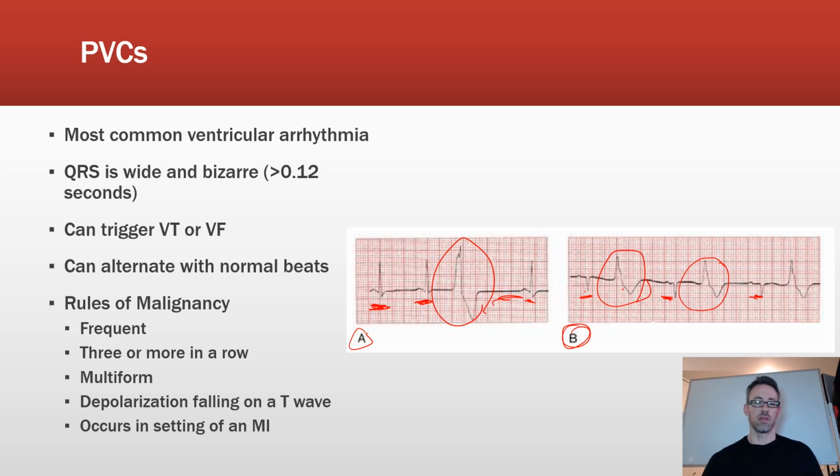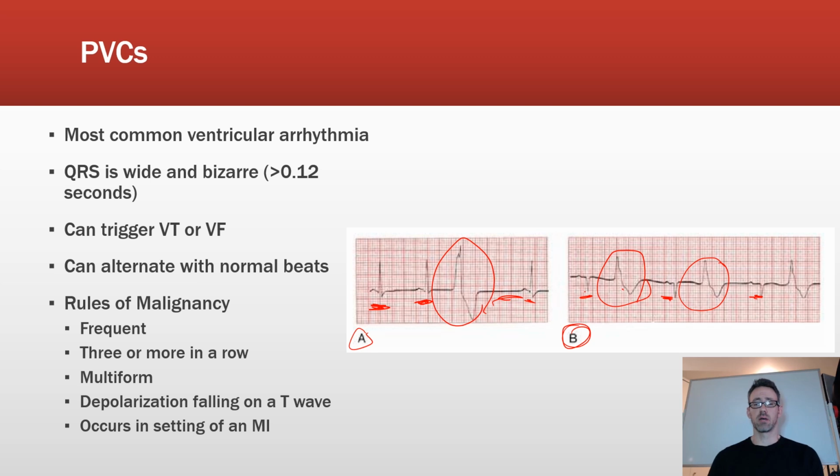Now, the thing is, the PVCs can be malignant, and so the rules of the malignancy are whether or not it's frequent. So frequency matters. If you get 3 or more in a row, so if you have PVC after PVC after PVC, so if you get 3 of those in a row, that could be a short run of what we call VTAC at that point.